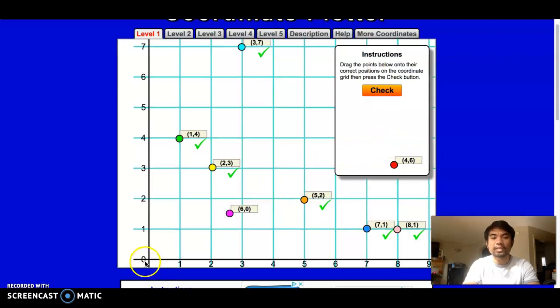This one, 6 and 0. Okay, now that means you're going to look at 6, but you're not going up or down. You're just going to stay at y equals 0 right here. And then last but not least, 4, 6. So we're going to go 4 to the right, and we're going to go 6 up right here.